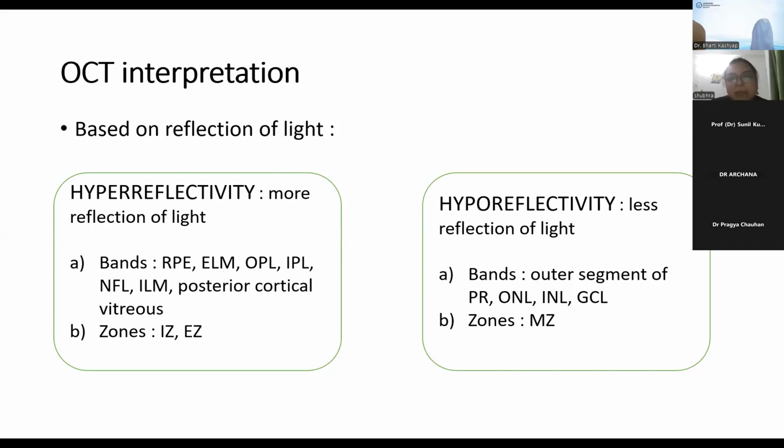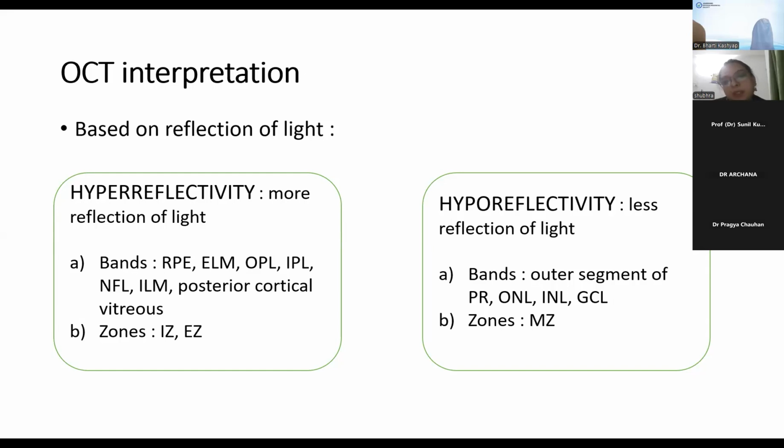So basically the hyperreflective layers will be those layers which have fibers in them. And similarly, in hyporeflective bands, we have outer segments of the photoreceptor, the nuclear layers, the outer and inner nuclear layers, and the ganglion cell layer. And zones, we have the myoid zone. So the hyporeflective structures are the layers which contain nuclei of anything like the photoreceptors or the outer nuclear layers.